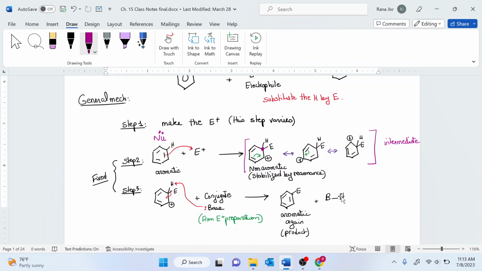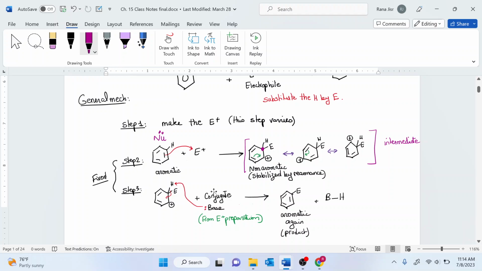Okay. In the second step, you take the carbocation that you formed with the addition of the electrophile. So you take just the first structure in there, and now you're going to react it with a base from the solution. Now, from where do we get that base? That base is always present whenever we are making the electrophile. The process generates a base.